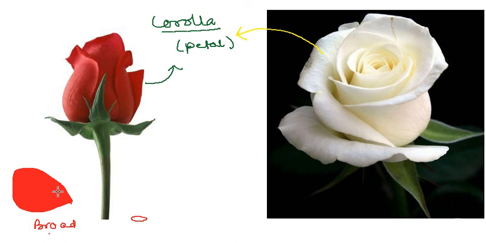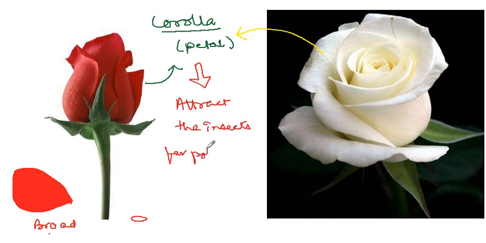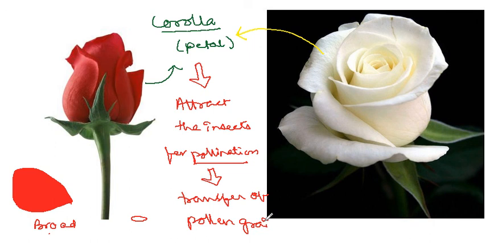Now what is the reason behind being colorful? The reason is very simple. It will try to attract the insects for pollination. Okay, so pollination is nothing but the transfer of pollen grains. So if the petals are broad, then it is easier for the flower to attract the insects from a very large distance.